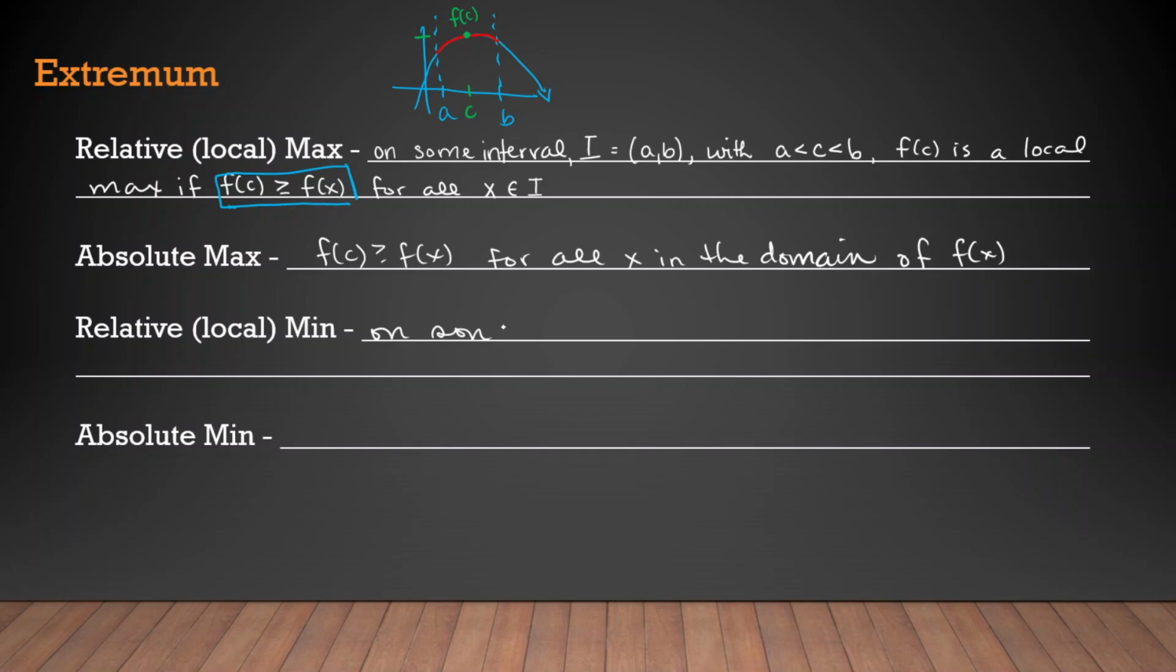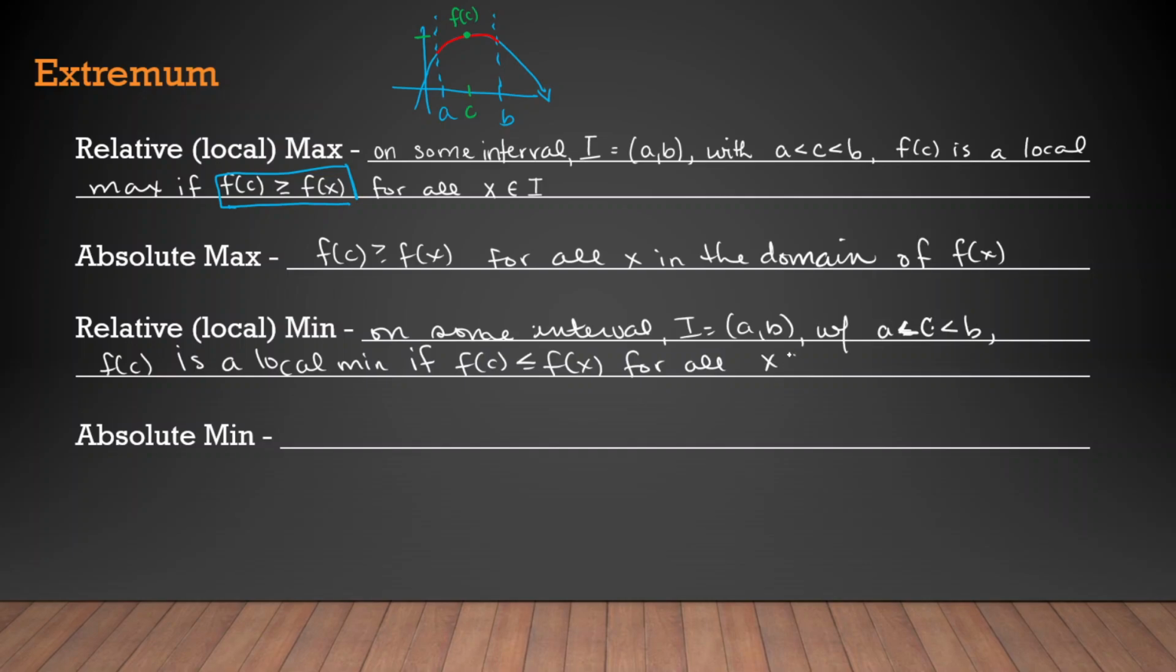Relative or local minimums are the exact opposite. We're going to start with the local ones, on some interval I, we'll call it A to B, with C being in between there. f of c is a local min if f of c is now less than or equal to f of x for all x in the interval.